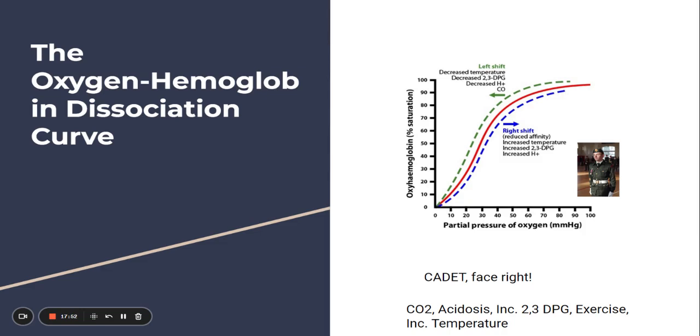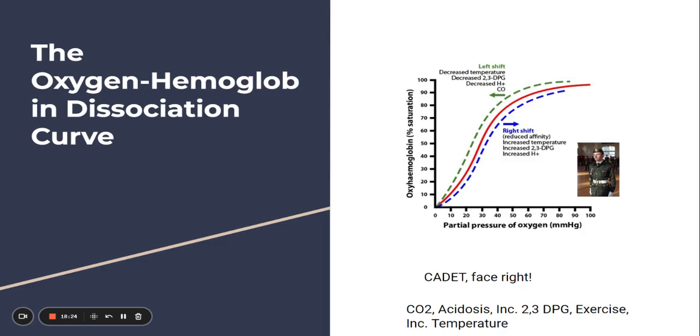One little caveat: remember, acidosis is a low pH, under 7, I believe. So an increase in acidosis is actually a decrease in pH, but just keep that in mind. And then you can imagine a left shift is the opposite of that. So a decrease in CO2, a decrease in acidosis, or an increase in alkalosis. A decrease in 2,3-DPG, decreased exercise states, decreased temperature. That's to the left.